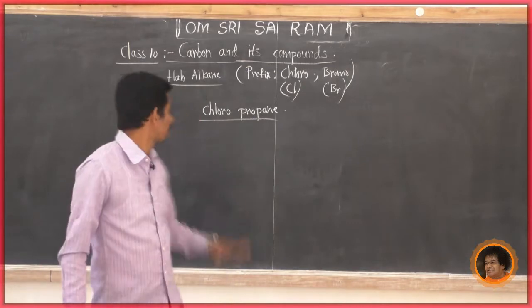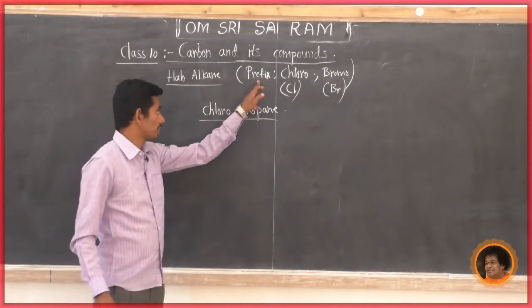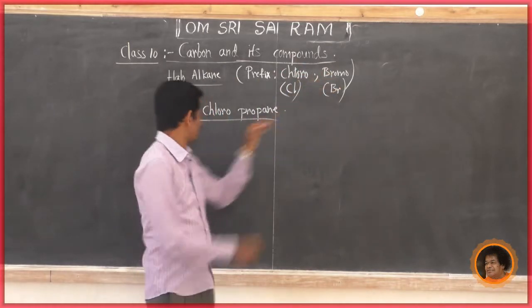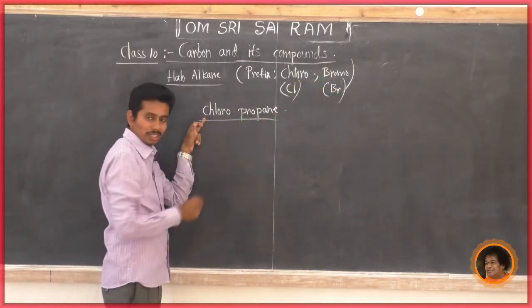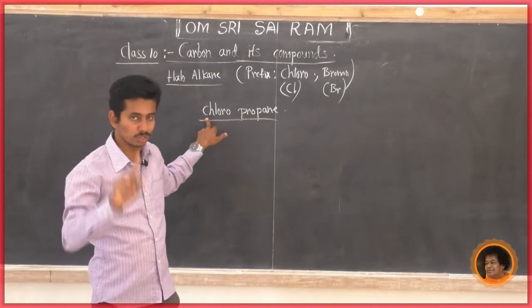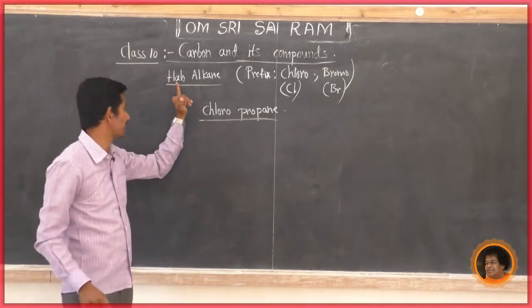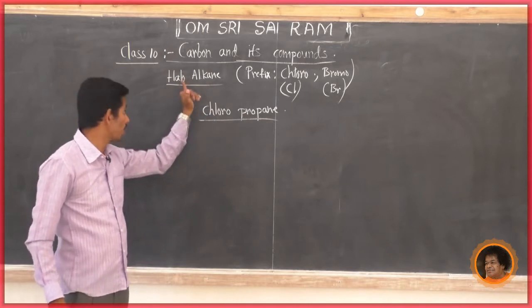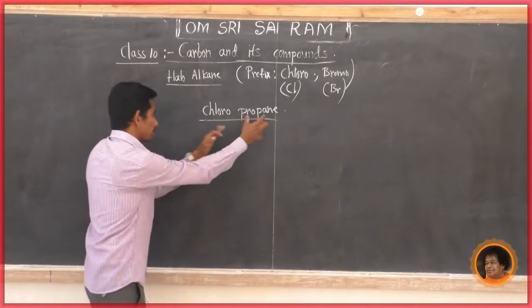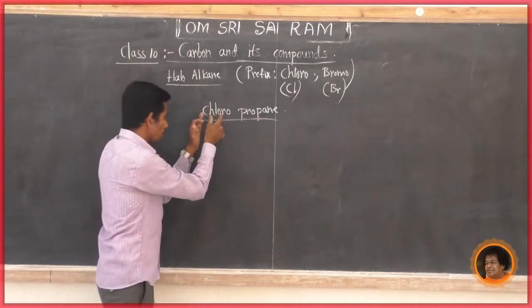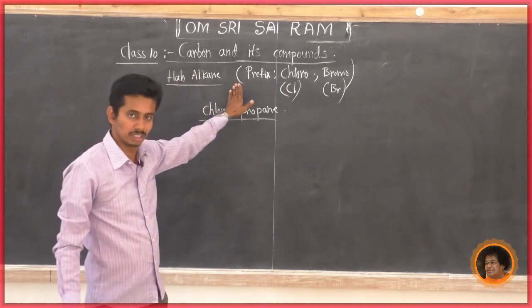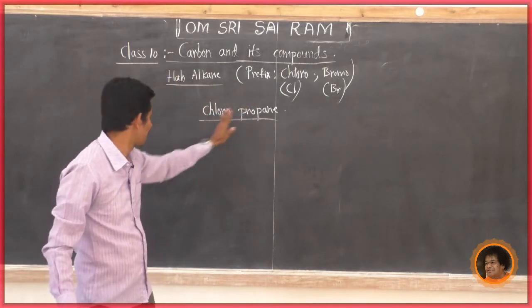What is the condition for a haloalkane? It starts with the prefix chloro or bromo. Now, is chloropropane a propanol or a propanoic acid? No, it's a different one because it is a haloalkane. A haloalkane starts with chloro or bromo. This propane starts with chloro, so chloropropane is a haloalkane. Understood?